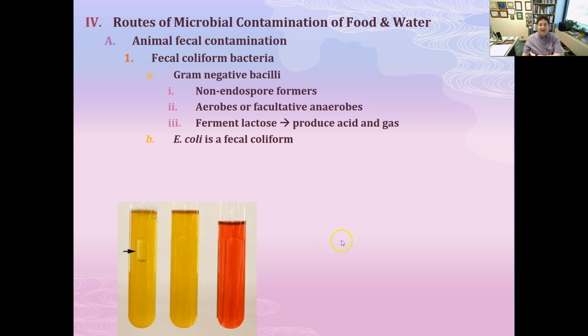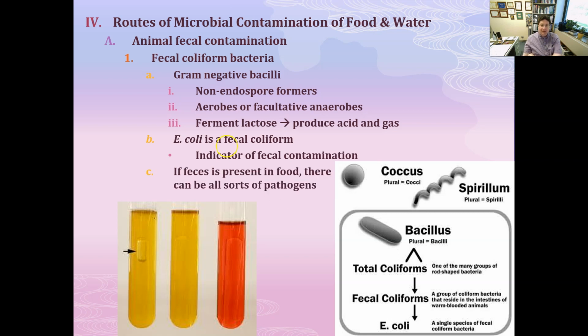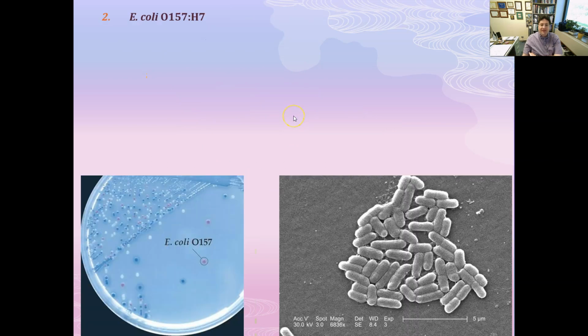Now, E. coli, everyone, is a fecal coliform, and it can be used as an indicator of fecal contamination. So if we find E. coli in food or water, that is an indication of some kind of sewage or fecal contamination. If feces is present in food or water, there can be all sorts of pathogens, lots of them. But E. coli is a good indicator there. Now, of importance is this strain of E. coli. E. coli strain 0157H7.